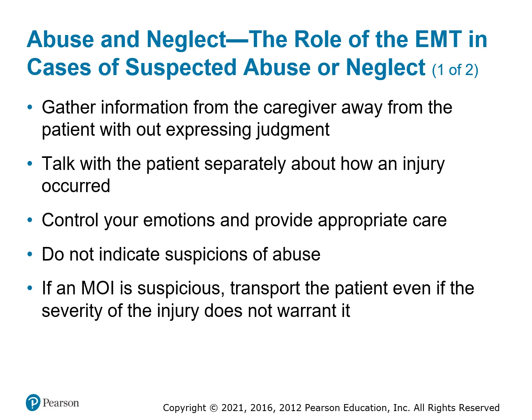The role of the EMT in cases of suspected abuse or neglect: gather information from the caregiver away from the patient without expressing judgment. Talk with the patient separately about how the injury occurred. Control your emotions and provide appropriate care. Do not indicate suspicions of abuse. If a mechanism of injury is suspicious, transport the patient even if the severity of the injury does not necessarily warrant it.